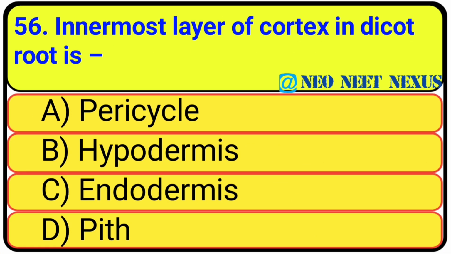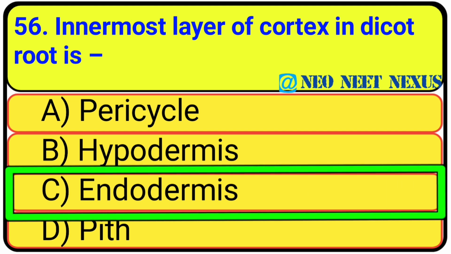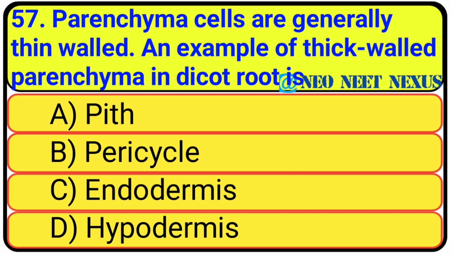Next, innermost layer of cortex in dicot root is A. pericycle, B. hypodermis, C. endodermis, D. pith. Correct answer is option C, endodermis. Next, parenchyma cells are generally thin-walled. An example of thick-walled parenchyma in dicot root is A. pith, B. pericycle, C. endodermis, D. hypodermis. Correct answer is option B, pericycle.